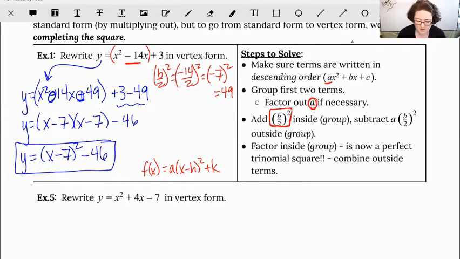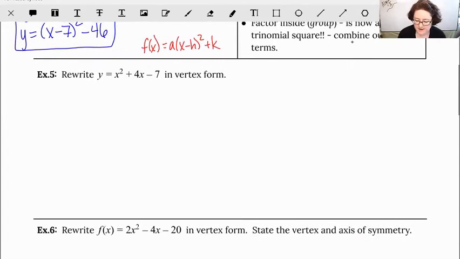And again, this one has no a value to start out. It just starts out with an x squared. So we can just practice finding that b over 2 squared value. Alrighty, here we go. So again, I always look for, hey, do I have that a value? I don't. Implied 1, so I don't need to worry about that in this problem.